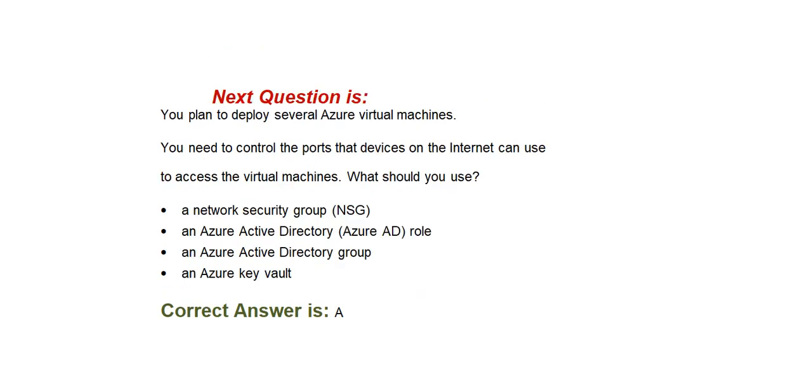Next question is, you plan to deploy several Azure virtual machines. You need to control the ports that devices on the internet can use to access the virtual machines. What should you use? Option A, Network Security Group NSG. Option B, an Azure Active Directory Azure AD role. Option C, an Azure Active Directory group. Option D, an Azure Key Vault. Correct answer is option A, Network Security Group NSG.